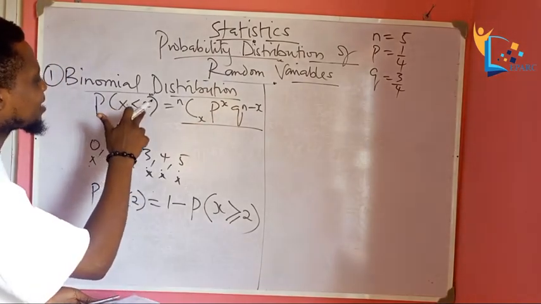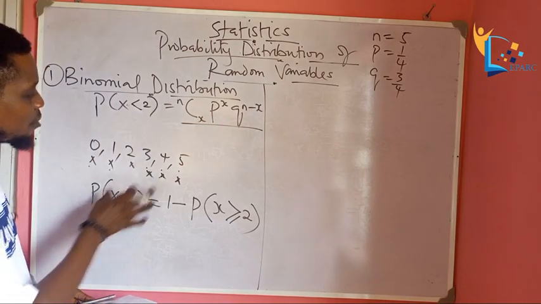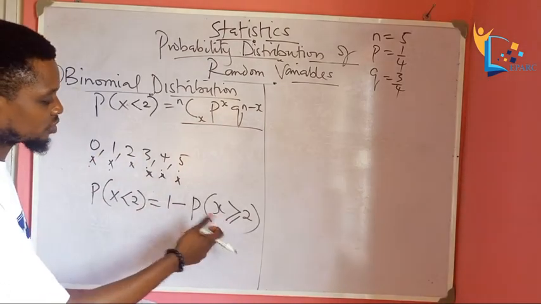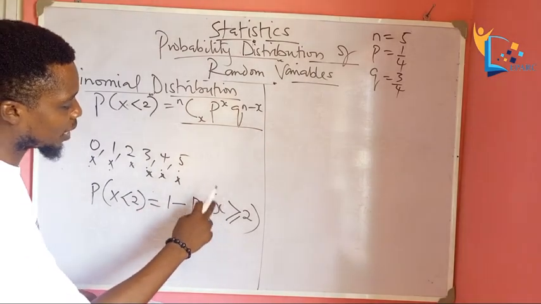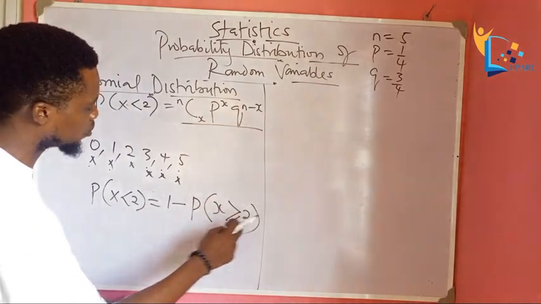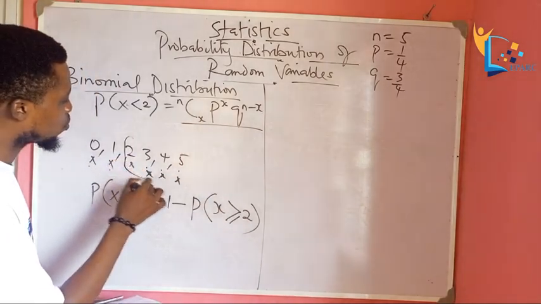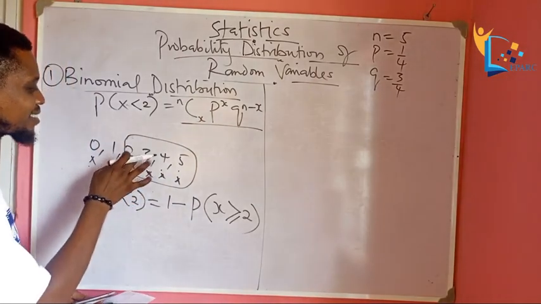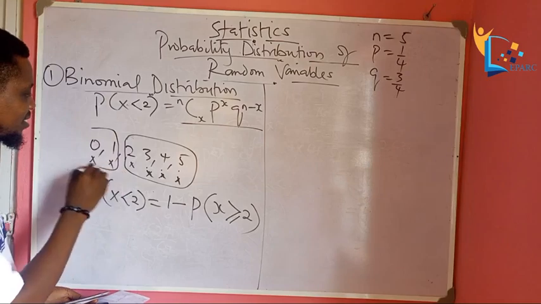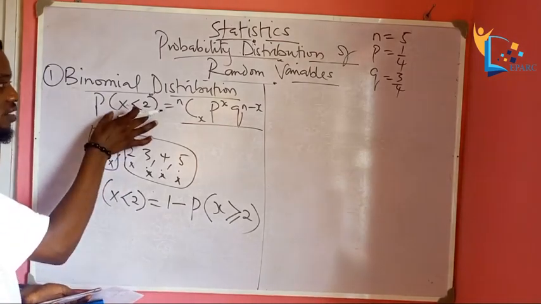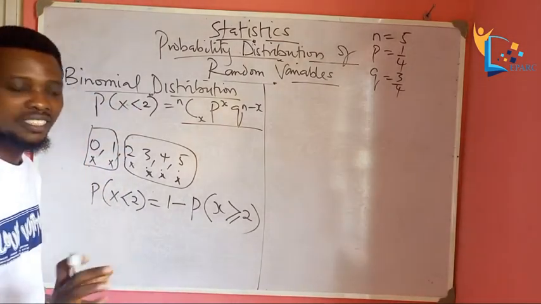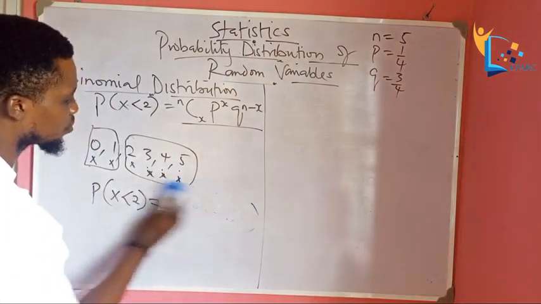So X less than 2 is this. But if we want to work with the other concept, it will give us 1 minus P(X greater than or equal to 2). So greater than or equal to 2 is this one, and it has more computation than this. So we'll use this one. I don't know if you understand it. Okay, so let me wipe this off.